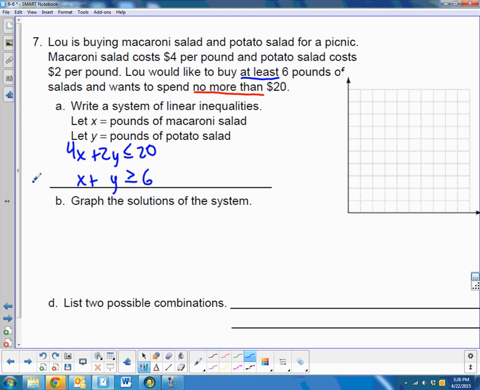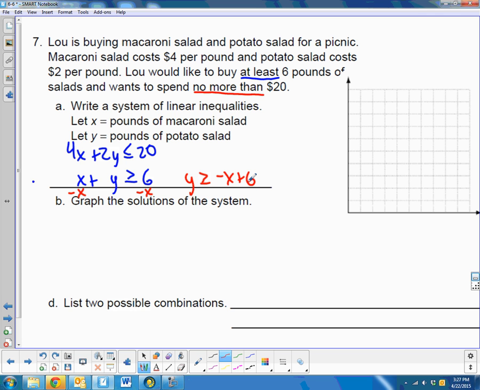I've got a system of linear inequalities. That doesn't help me to graph much, though. I need to get y by itself for both of these. So I'm going to subtract x from both sides. So y is greater than or equal to 6 minus x, which I'm going to write negative x plus 6. And I'm going to graph that.